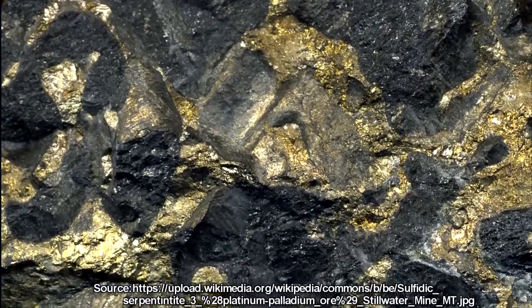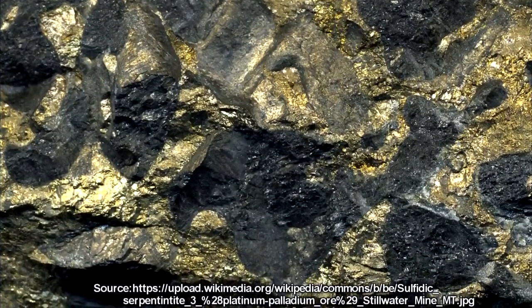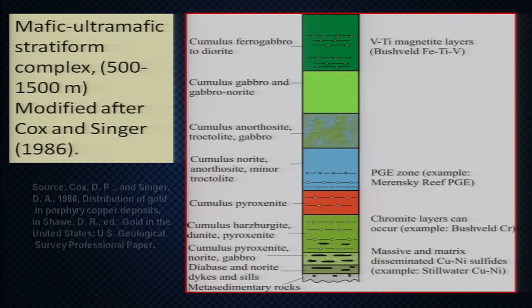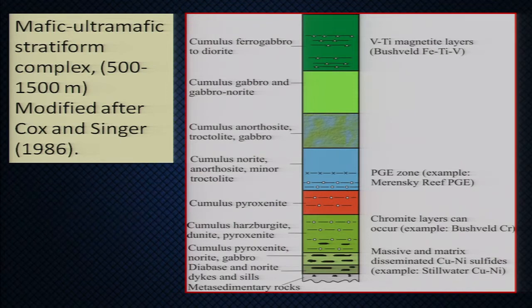The second example is the Stillwater complex of Montana, another example of such a type of deposit. Here I am citing an example through a section of a mafic, ultramafic stratiform complex which is around 500 to 1500 meters thick. There are different layers of rocks. These layers include, from the bottom, if you see carefully, metasedimentary rocks. This forms the bottom layer, but it is not a magmatic layer.